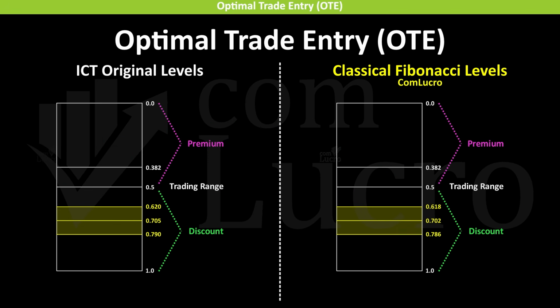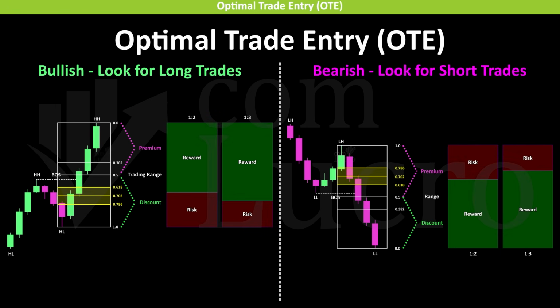It is important to note that ICT's original teachings define the OTE using the 0.62, 0.705, and 0.79 retracement levels. However, at ComLucro, we prefer to use the traditional Fibonacci retracement levels of 0.618 and 0.786, while still recognizing the importance of the 0.702 midpoint. We believe that using the classical Fibonacci levels increases confluence, since these levels are widely followed by traders across different methodologies and markets.